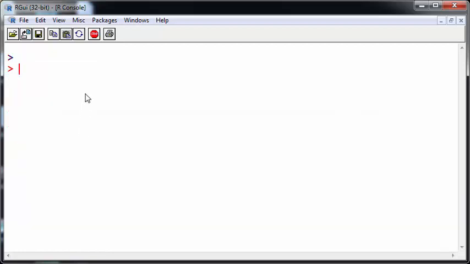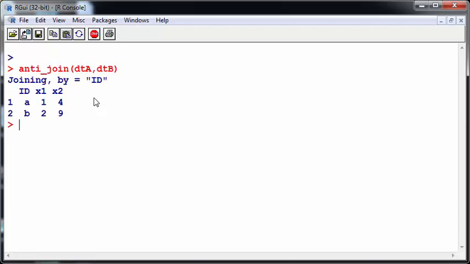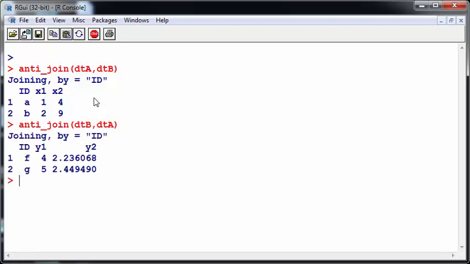So this is how you do it in R. Anti-join of DTA and DTB. There we go. Essentially, this is a way of detecting what did not get joined in a left join or a right join.